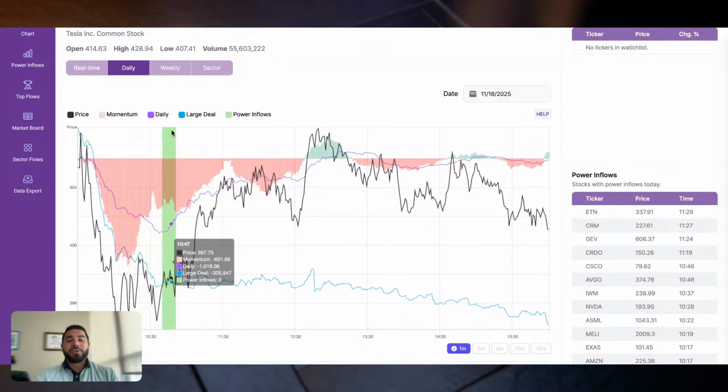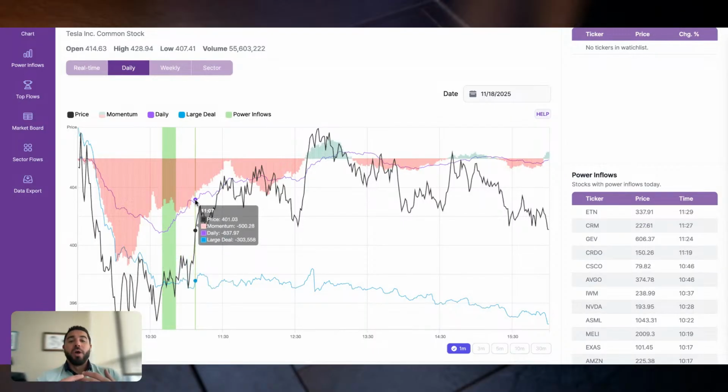And then lastly, I want you to take a look. You'll see this vertical green bar here. That's what we call our power inflow signal. So this is the AI-driven signal that I mentioned a minute ago. This is a bullish trend indicator that we're providing, and it's activated anytime our algorithm has picked up a significant shift in the order flow from negative to positive.